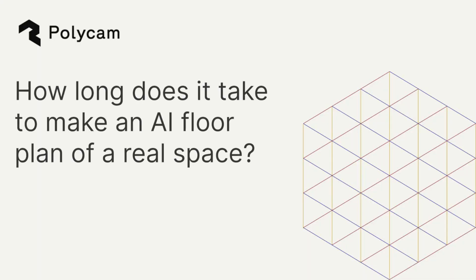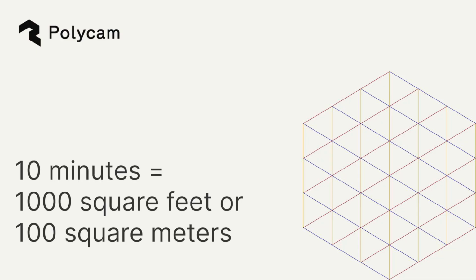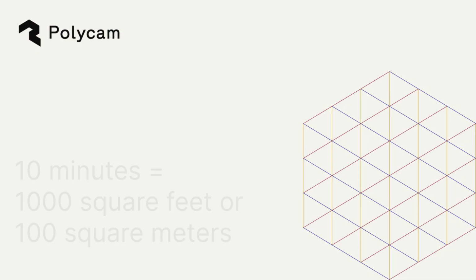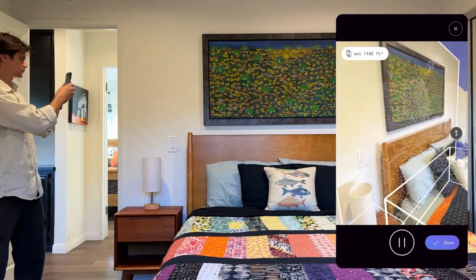So how long does it take? Well, in Polycam's space mode, capture runs about 10 minutes per 1,000 square feet or 100 square meters. That's a standard single-family home, documented, verified, and ready to export in under half an hour.